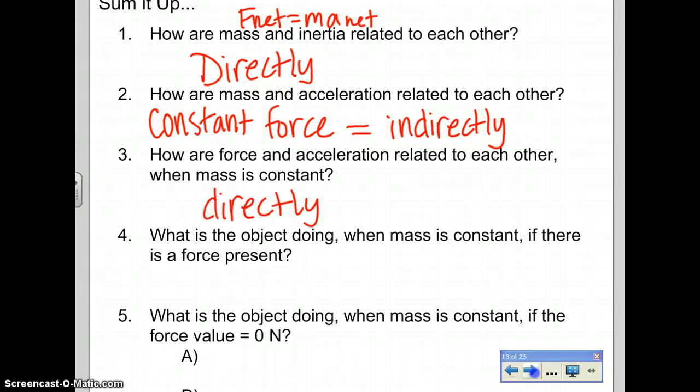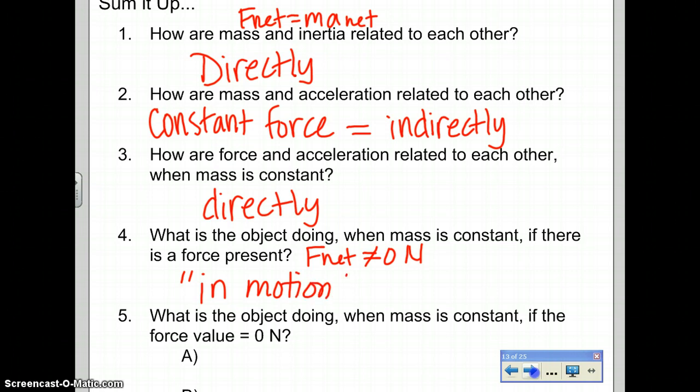What is the object doing when mass is constant if there is a force present? And let me be more specific. So your F net does not equal 0 newtons. It equals some value. So it is in motion. Use your physics terms. Don't say it's moving. All right? That's layman's terms. You want to be specific here. So in motion. Object is in motion. What is the object doing when mass is constant if the force value is 0 newtons?